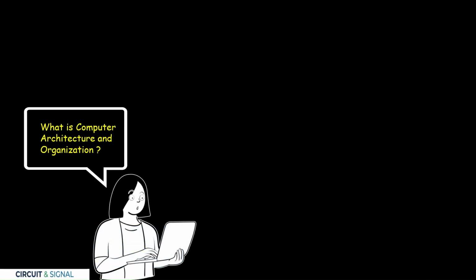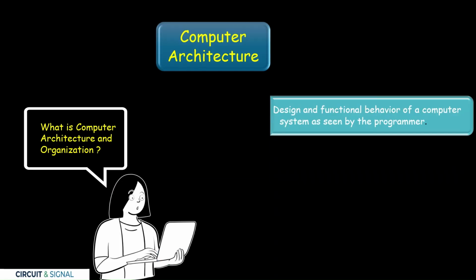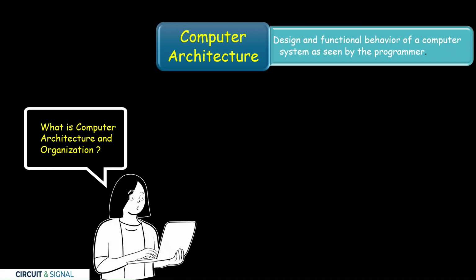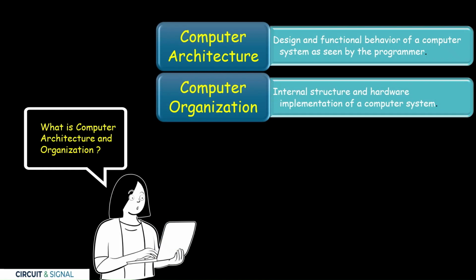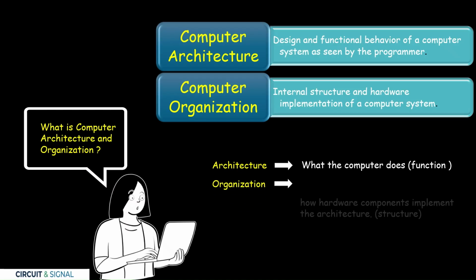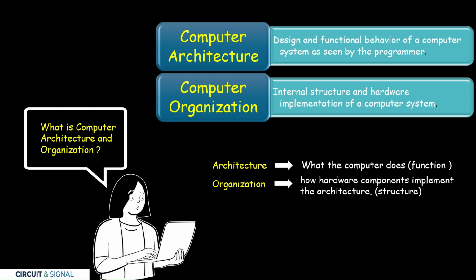What is computer architecture and organization? Computer architecture means the design and functional behavior of a computer system, and computer organization means the internal structure and hardware implementation of a computer system. Basically, architecture means what the computer does, and organization means how computer components implement the architecture. So architecture is the function of a computer and organization is the structure of a computer.